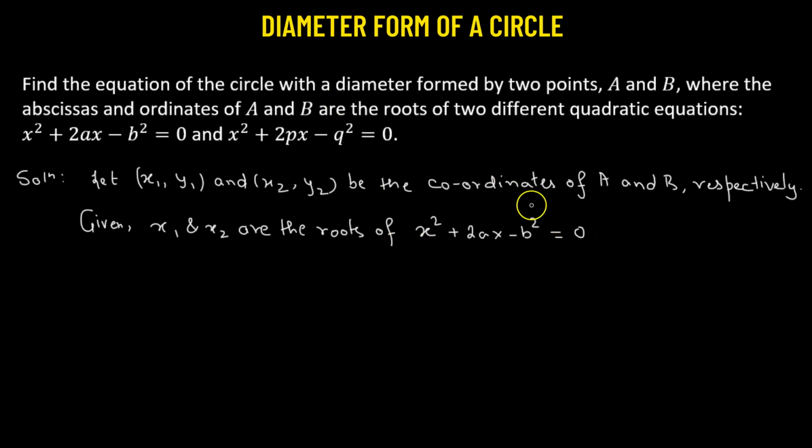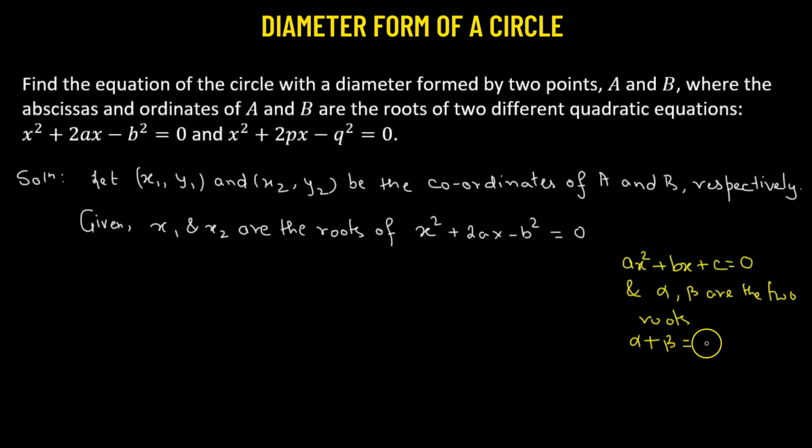Now we know that if we have a quadratic equation given by ax squared plus bx plus c equals to 0 and we have two roots, let's say alpha and beta are the two roots of the given quadratic equation, then in that case we can immediately find out the sum of the roots. So alpha plus beta will be given by negative b over a, and the product of the roots alpha times beta will be c over a.